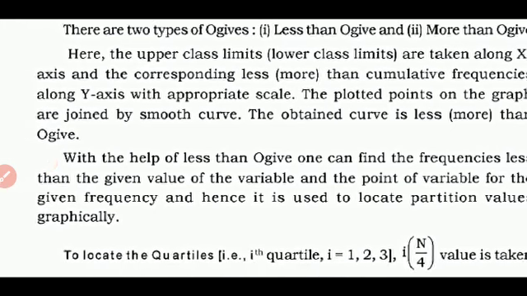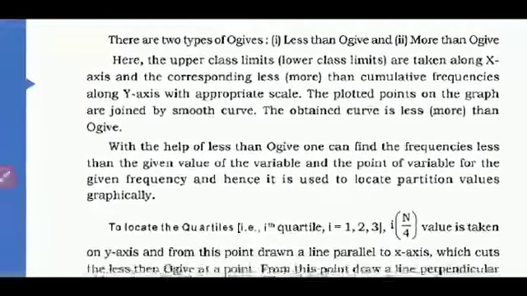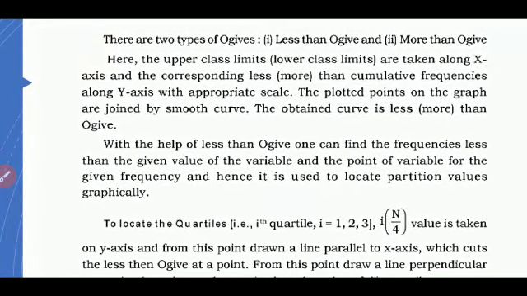So in this whole part, the explanation is given of how you take the upper limits for the less than ogive, and the lower limits for the more than ogive, and here you have to calculate the cumulative frequencies. From ogives you can also calculate the quartiles or the partition values. Partition values divide the frequency distribution into 4 equal parts, and those quartiles are Q1, Q2 and Q3.